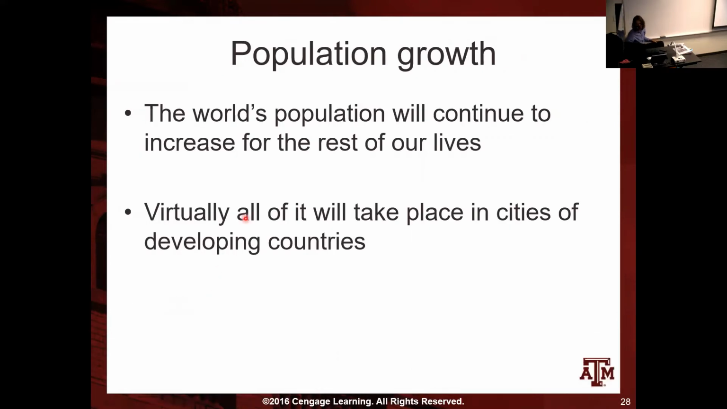So the world's population will continue to increase for the rest of our lives. Virtually all of it will take place in cities in developing countries. Exactly because fertility is still higher, as we saw in the previous tables, in Africa and in Asia, the population will grow there. Of course, the population will grow to a little more than 11 billion, but it's not going to continue in that strong exponential growth that we saw in the 60s and 70s, for example. Okay?